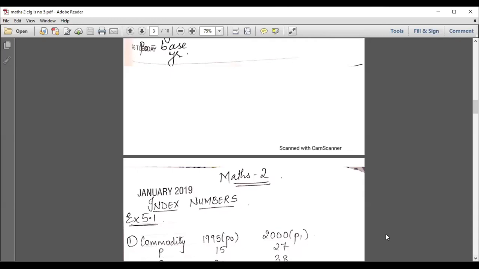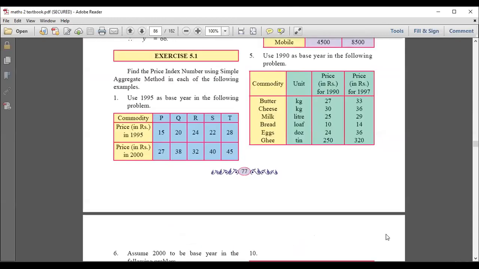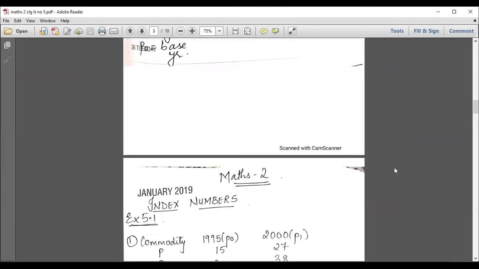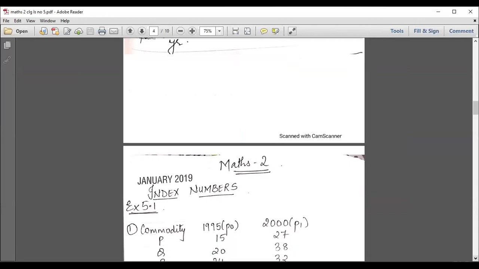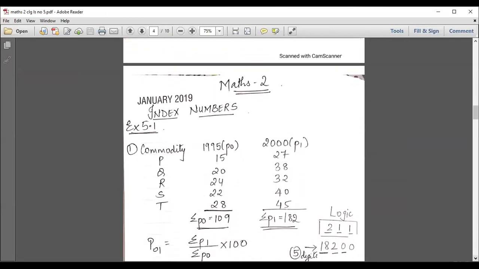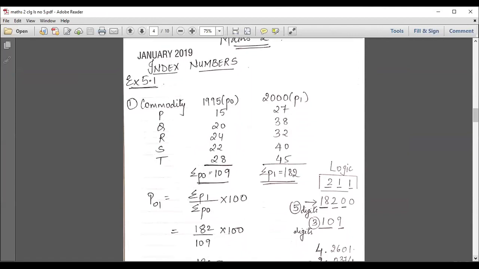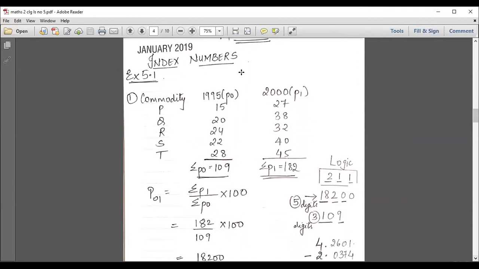Okay, after doing the totaling part, you can put the formula. So I'll just share the screen with you all now and you can pay attention to the solution. I hope the screen is visible to you all. So this is the first sum. That is the reason I told you all, if you have your textbook, it will be a better option.